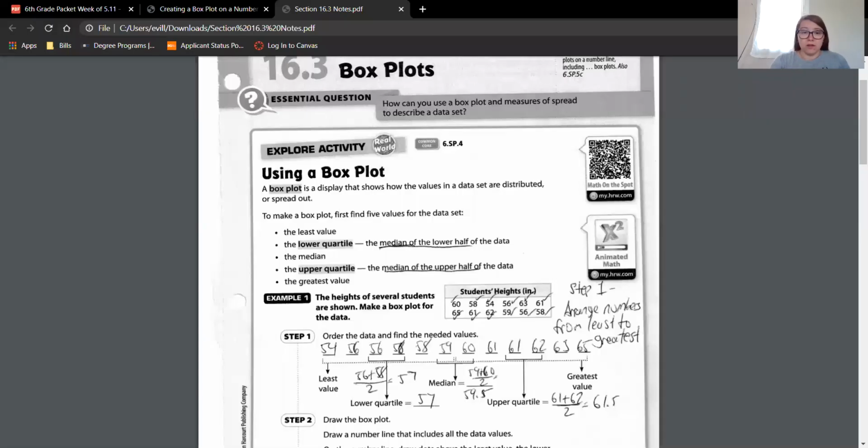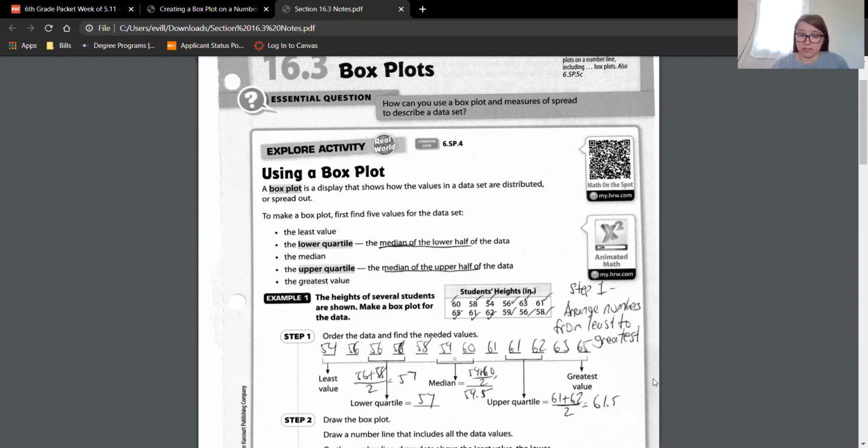For this one, I'm going to be reading your notes on 16.3, which is about using a box plot. So again, this is 16.3, using a box plot. A box plot is a display that shows how the values in a data set are distributed or spread out. To make a box plot, first find the values for the data set.